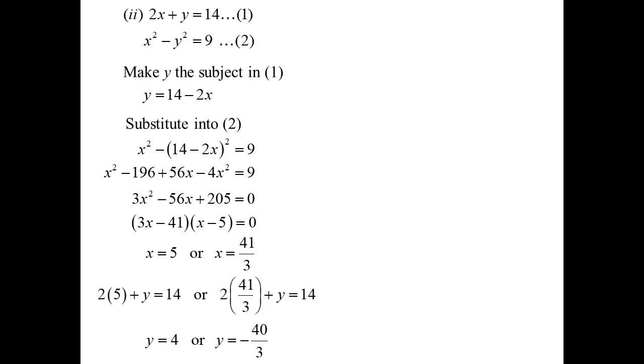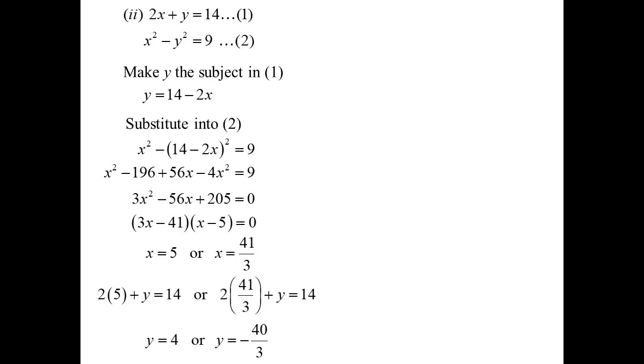We have 14 minus 2x. Substitute it into the other one, and if I expand it out, there we go, we end up with a quadratic. Does 3 go into everything there? It does not. (3x - 41)(x - 5) is how that factorizes. We get 2 possibilities for x. Substituting back in, we get 2 possibilities for y.